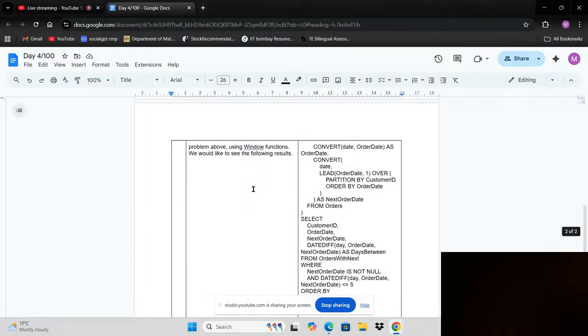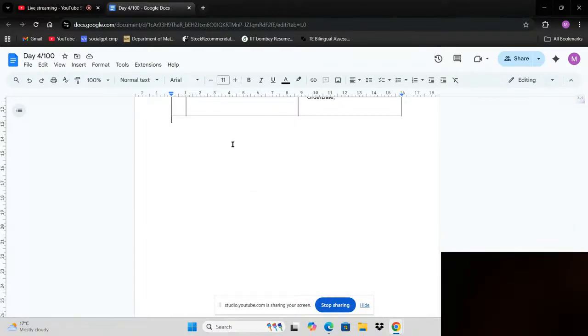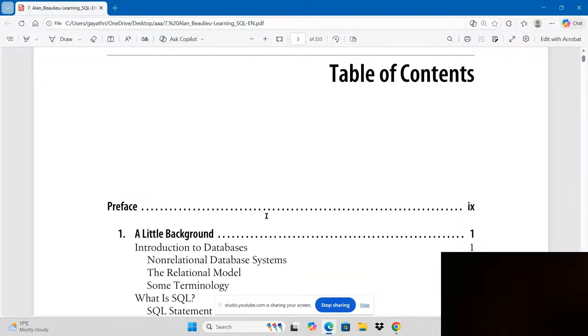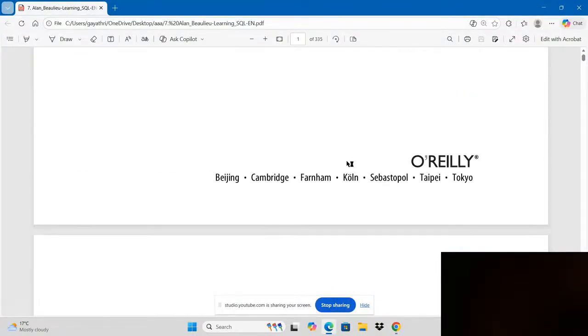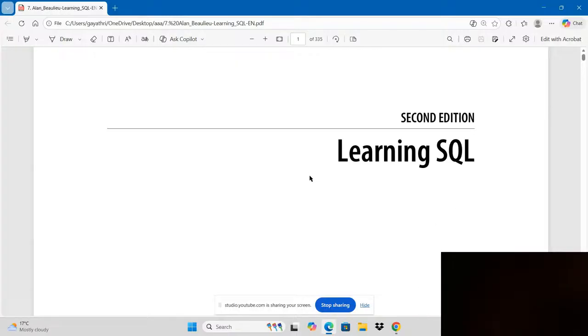For day 4, I'm going to start a new book. This is my notes where I'm updating all the notes which I read from this book. This book name is Learning SQL.